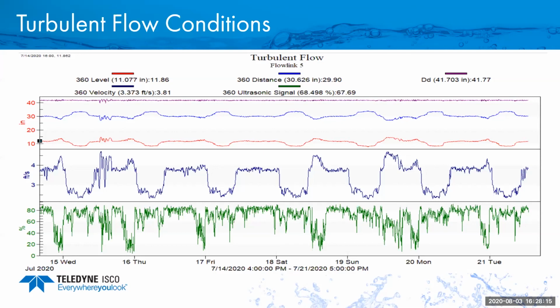However, having said that, if we again look at the level data, overall, it's looking really good here. So even despite the problems in making measurements, we are still getting good data out of this device.